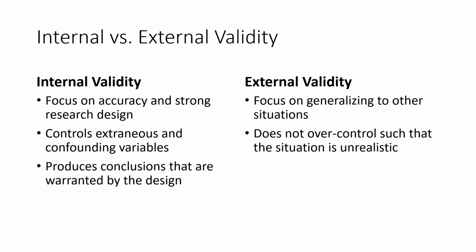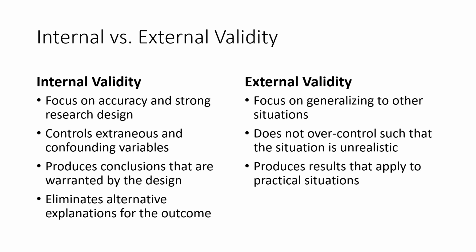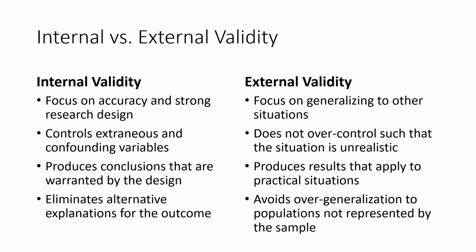In internal validity, we check to make sure that the conclusions reached by the experiment are warranted by the design. But external validity, we're producing results that apply to practical situations, real life. Internal validity, we're making sure we eliminate any other alternative explanations for the result or the outcome. But in external validity, we're being careful not to overgeneralize to populations who aren't represented by the sample.